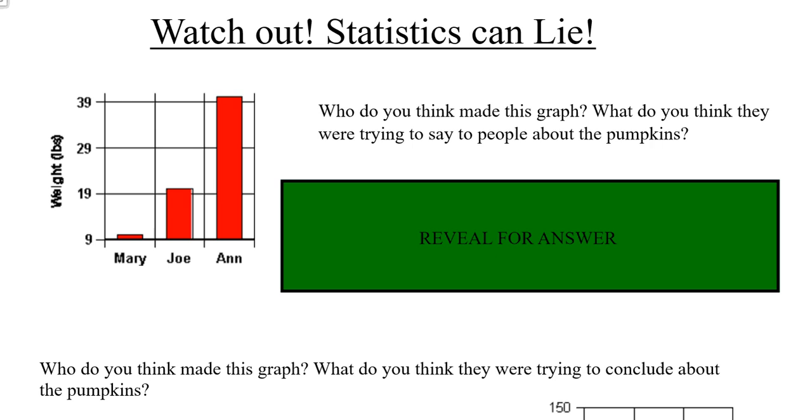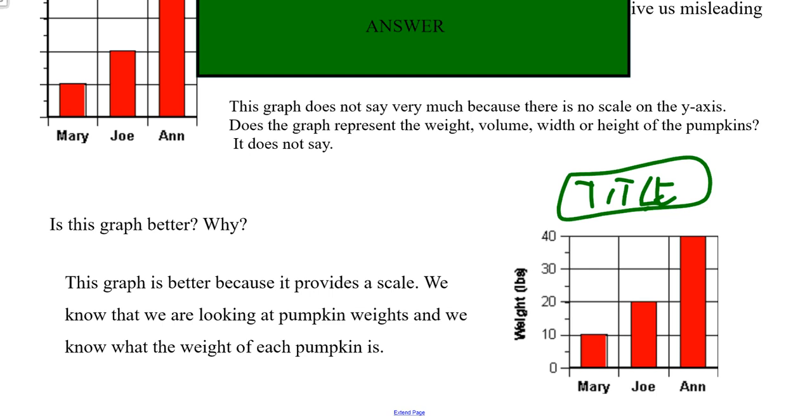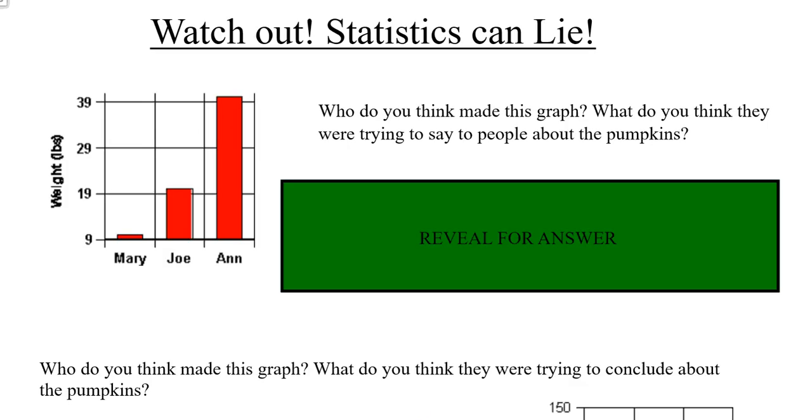All right, so what about this graph? The scale has a label. Is this a good graph? When we look at this graph, we have to notice, hey, wait a minute, the graph starts at 9. Graphs are supposed to start at 0. By starting this graph at 9, it looks like Mary's pumpkin weighs next to nothing, and it looks like Anne's pumpkin is huge in comparison. Now, if we go back for a second, clearly Anne's pumpkin is bigger than Mary's. Mary's is about 10, Anne's is about 40.